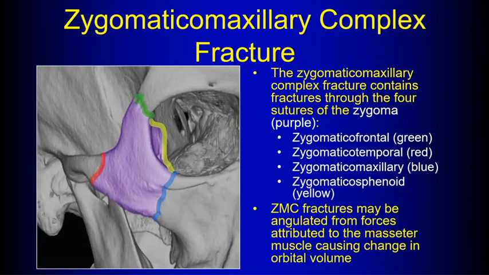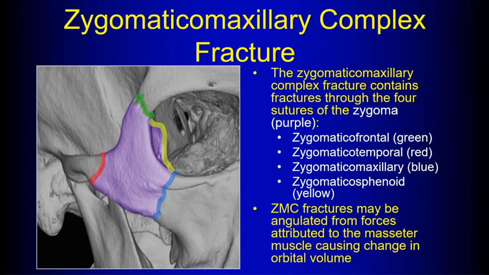So next is the zygomaticomaxillary complex fracture. This was previously called the tripod fracture from its appearance on radiographs. These are fractures which happen from an impact to the malar eminence, and they fracture or cause diastasis through all four sutures which are on the zygoma.